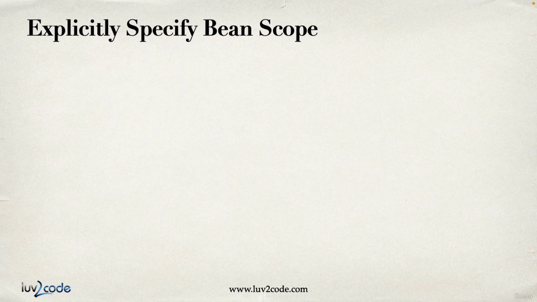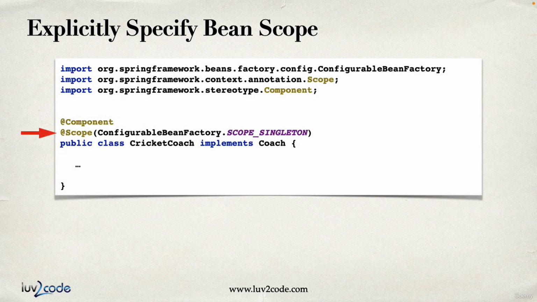Now, we could also explicitly specify the bean scope. So in our class CricketCoach, we could make use of the @Scope annotation, and then we give ConfigurableBeanFactory.SCOPE_SINGLETON.